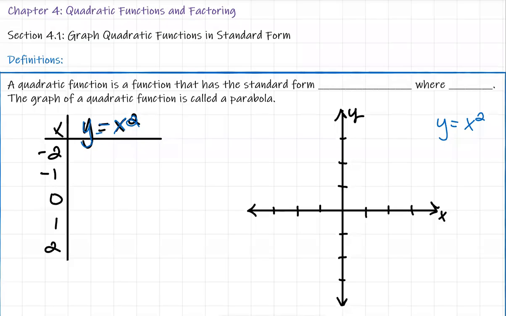Hi, Algebra 2. Here is the beginning of a new chapter, chapter 4. We're going to cover quadratic functions and factoring in this chapter, okay?